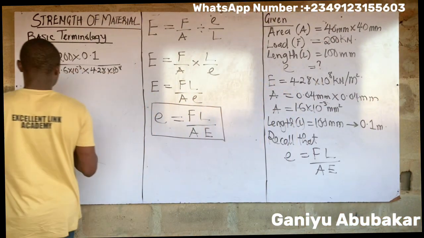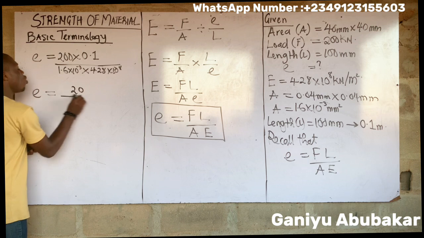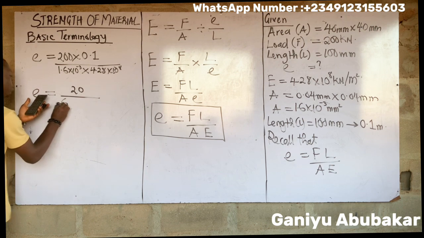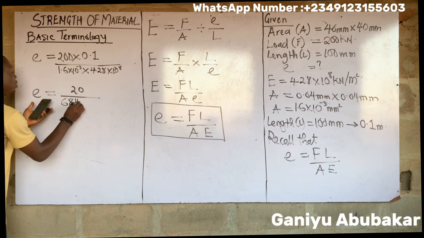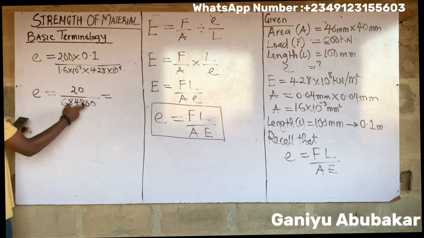Multiply the numerator, I have 200 times 0.1. I have about 20. This is 20 all over. Multiply the numerator, that becomes 1.6 times 10 to the power minus 3, times 4.28 times 10 to the power 8. So I have about 684,800, right? Which is equal to, divide 20 by this.